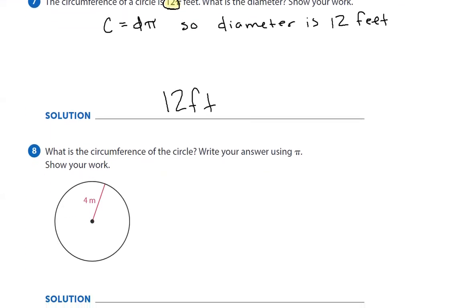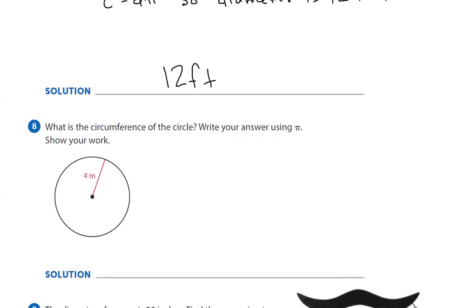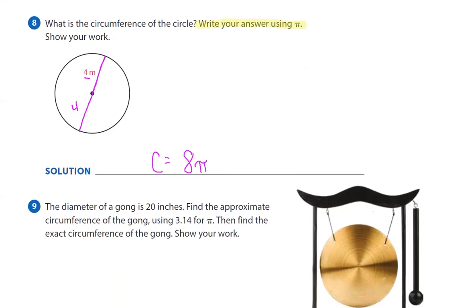Alright, now we need to figure out what is the circumference of this circle. It says write your answer using pi. It says don't bother mathing it out. Just write your answer using pi. And we need diameter times pi. So this is the diameter. We've got 4 here, and the other half is also going to be 4. What's 4 and 4? 8. Circumference is 8 times pi. Didn't even have to do the multiplication part. Isn't that nice?